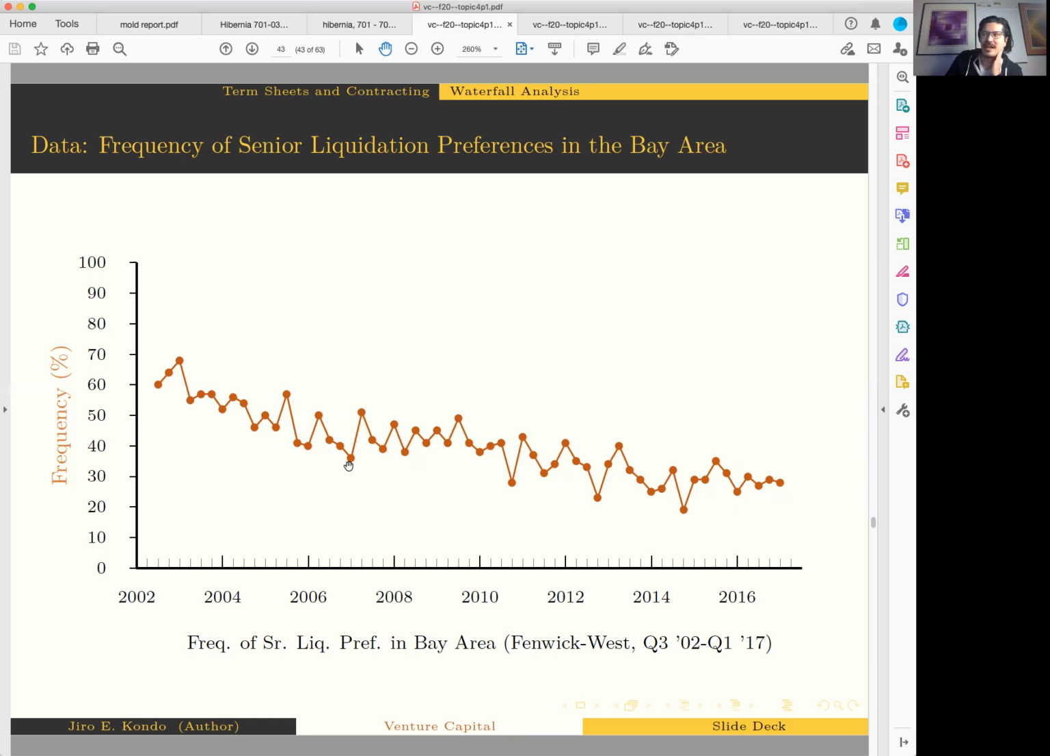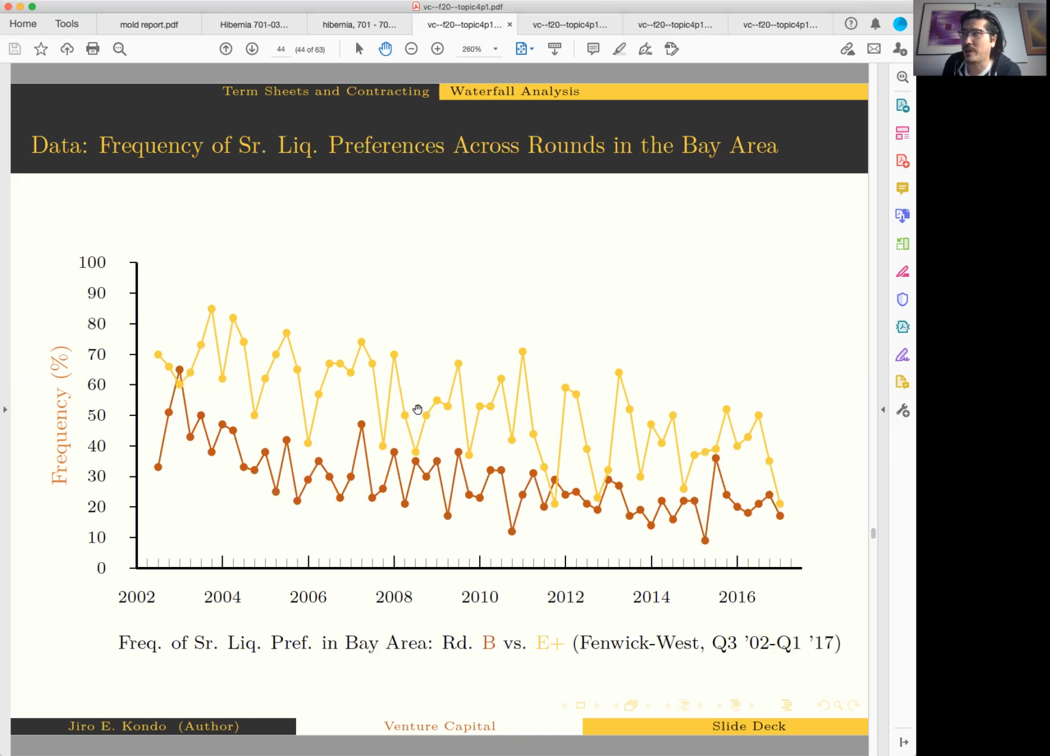It is a little bit tough to explain that there was not a rise up during the financial crisis, right? So this is not a perfect story, but generally speaking, we think bargaining power is one of the things that allows new investors to get seniority. So far, so good.